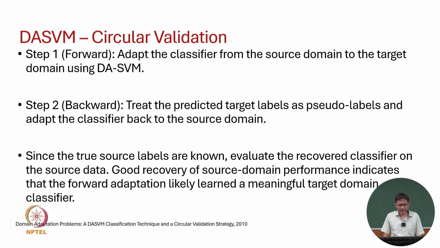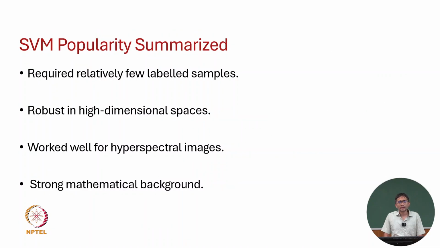Indeed, this particular concept, in a slightly different manner, is also used later in the deep learning era, not just in the context of, let's say, domain adaptation, but also when we study generative approaches such as GAN, generative adversarial network. We'll see particular modifications or versions of them which use this kind of circular strategy.